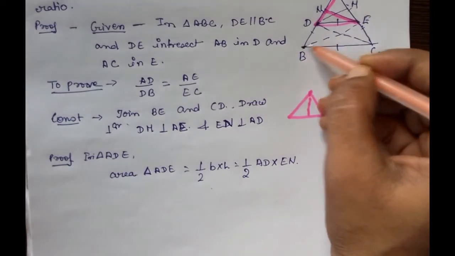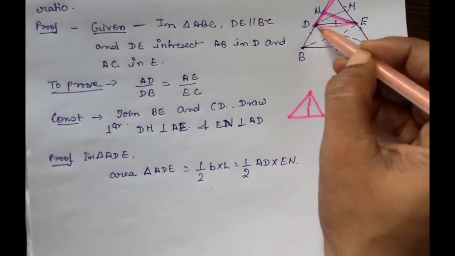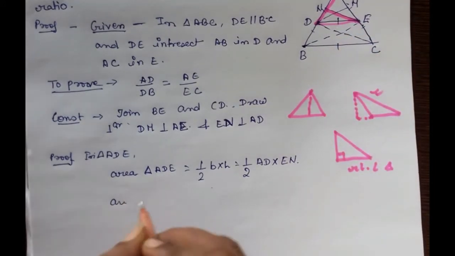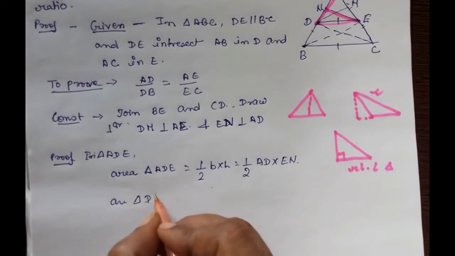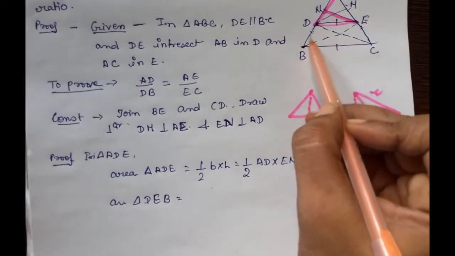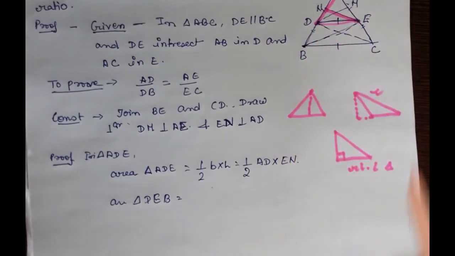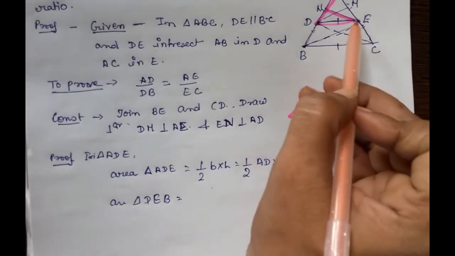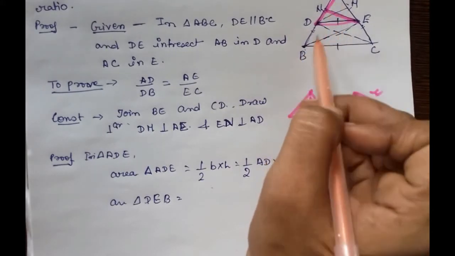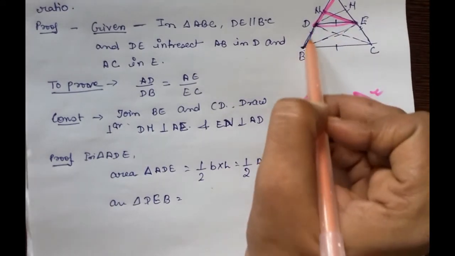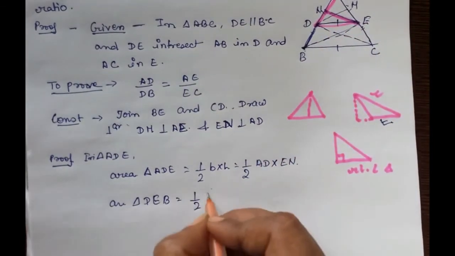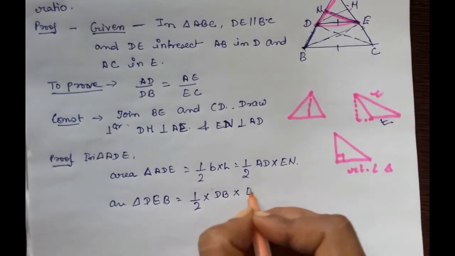Now what is the area of triangle BED? We need to find the area of triangle DEB. See, students, this triangle is like that. This perpendicular is drawn here, so this is the base. DB is its base and this one, EN, is its perpendicular. So we write half into DB into EN.